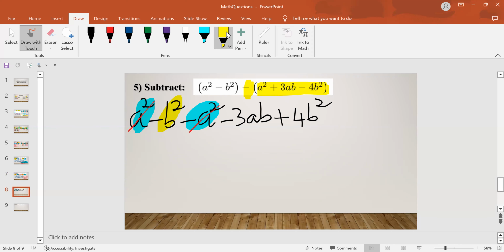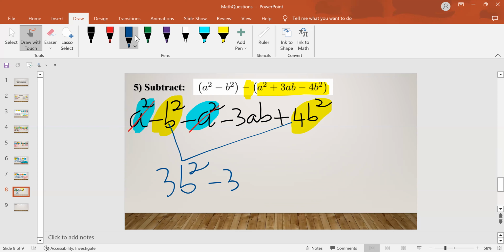Now we have a negative b squared and a positive b squared. So the coefficient for the first b squared is negative 1. The coefficient for the other b squared is 4. So if we do negative 1 plus 4, this gives you positive 3. So we're going to have 3b squared. Now minus 3ab, and that's it. They are not like terms, so we just leave it like that.